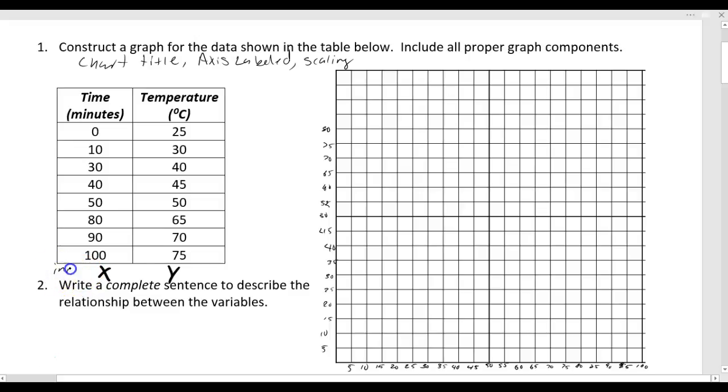Anything on the right is the y, or the dependent variable. That helps you understand this. In this case, time is affecting the temperature. Then we just plot points like a regular graph: 0, 25, make a point, 10.